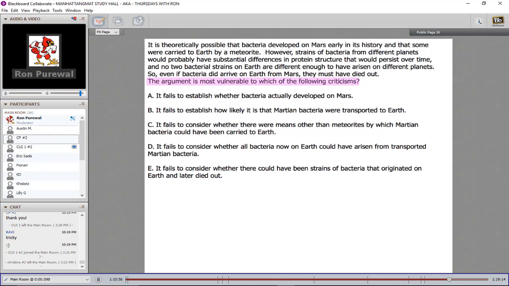So, okay. What are they saying? What is the point of this sentence? Is the point of the sentence about bacteria dying? What is that really saying? This is saying what about all of the bacteria on Earth?